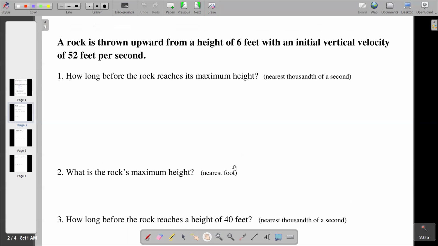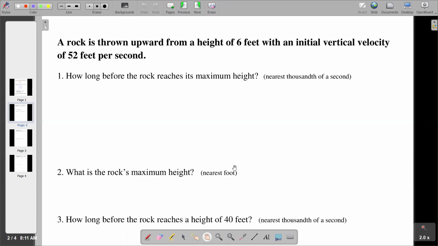So, if you throw the rock straight up, then it's going straight up at 52 feet per second. But if you throw it at an angle, it's traveling faster than 52 feet per second, but the vertical portion of its velocity is 52 feet. Having said that, all four questions can be applied to this question.